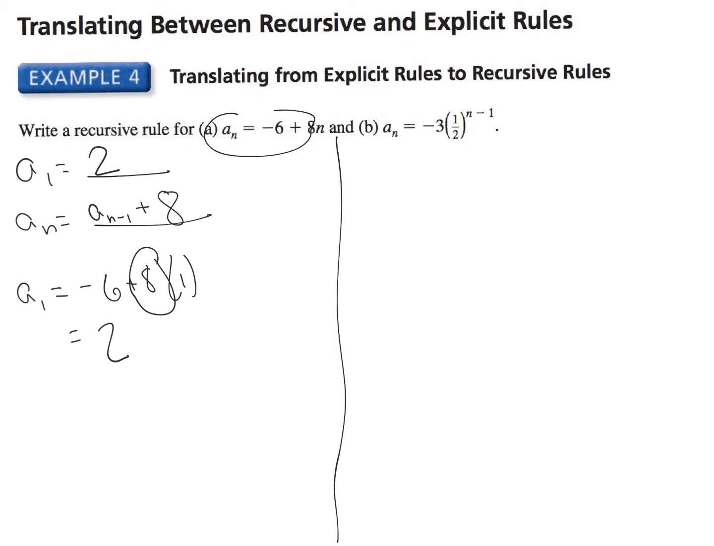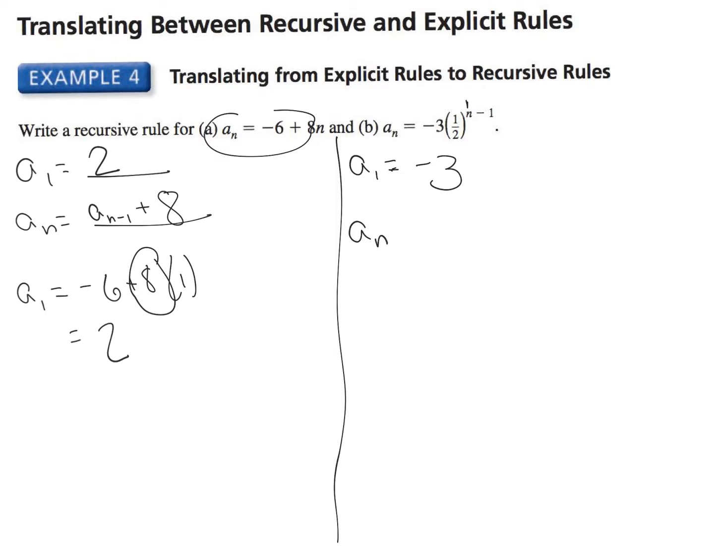All right, that's it for arithmetic. Now we're going to look at geometric. First thing we need to know, what's our first term? Let's go ahead and plug 1 in. So 1/2 to the 1 minus 1 power was 1/2 to the 0, which is 1. Negative 3 times 1 is negative 3. So that's our first piece.